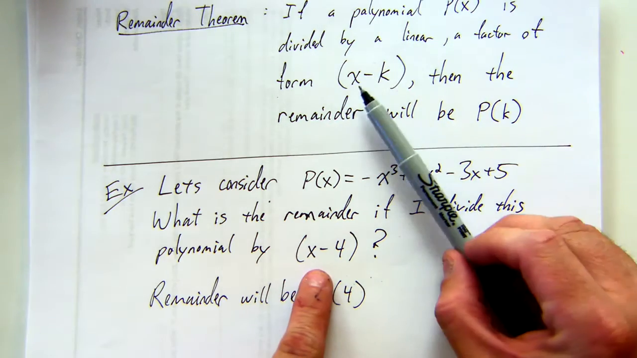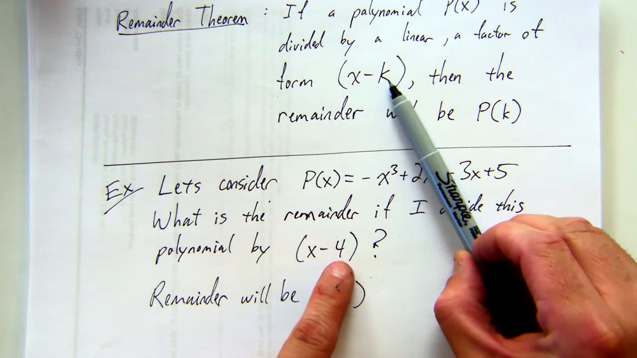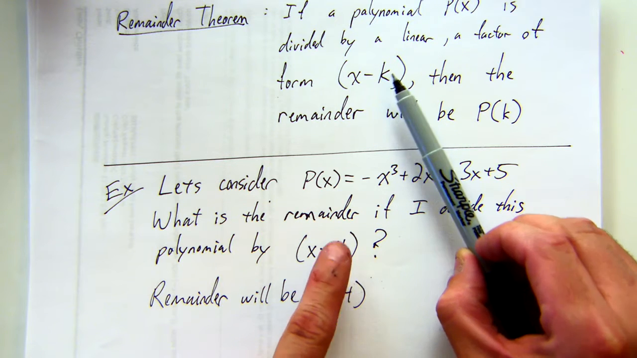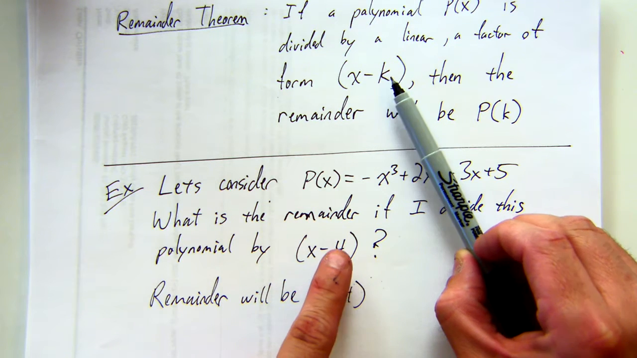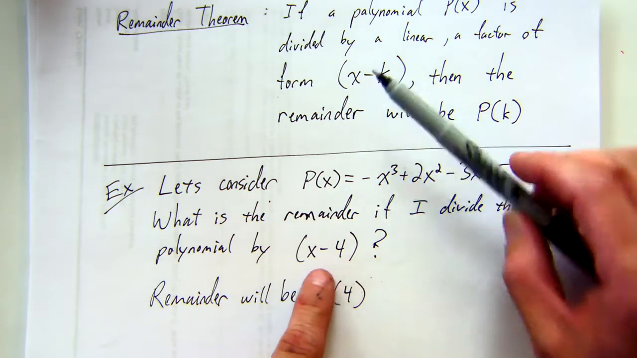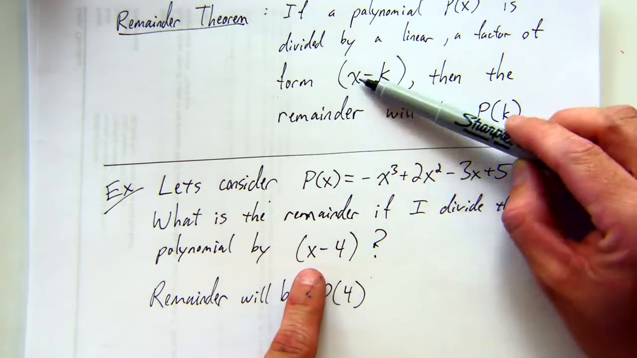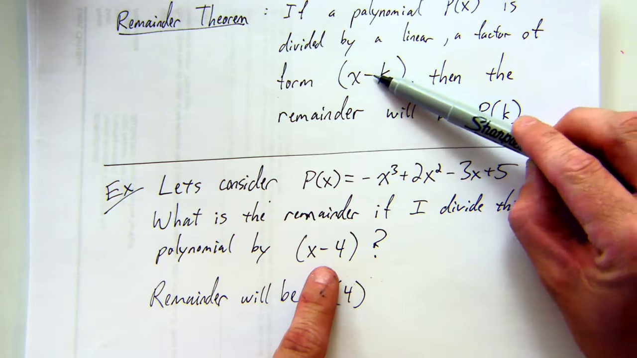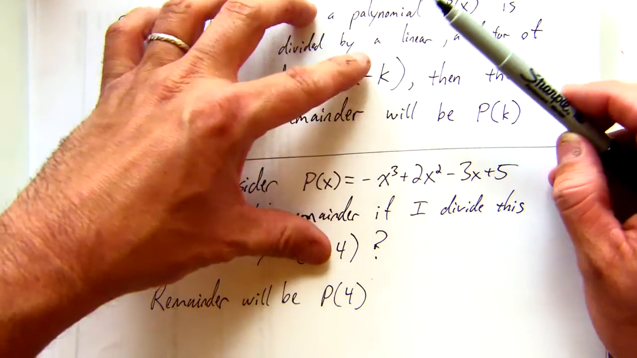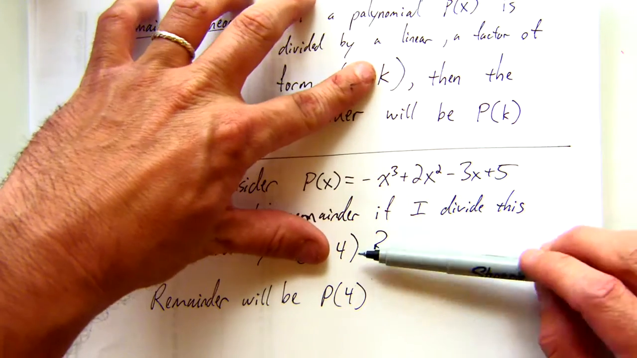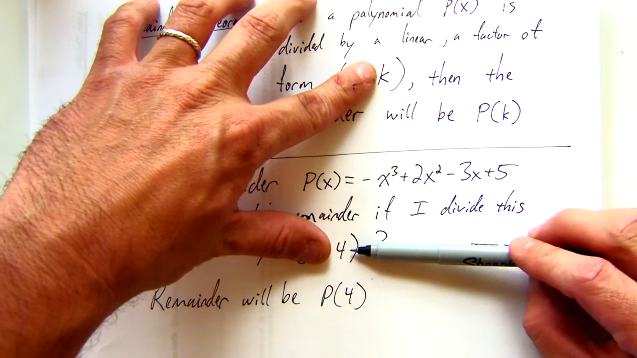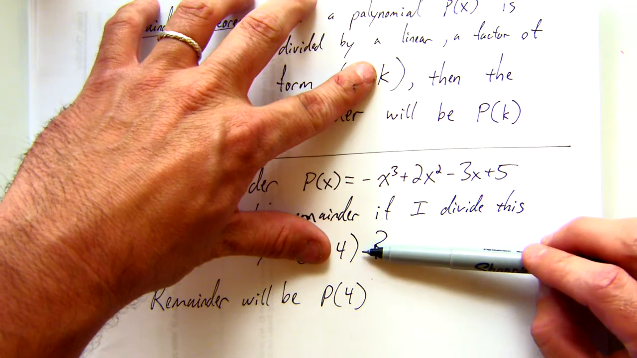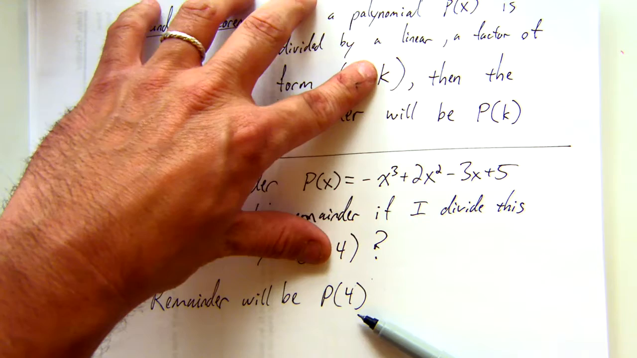So I look at my form x minus k. So my k here is what? Yeah, you want to match up your signs, okay? So you've got an x and an x, then you match up the minus and the minus. So those match up, so you don't think about those. So then what matches up with the k? Just the positive 4. So that's why I'm going to plug in a positive 4 here.